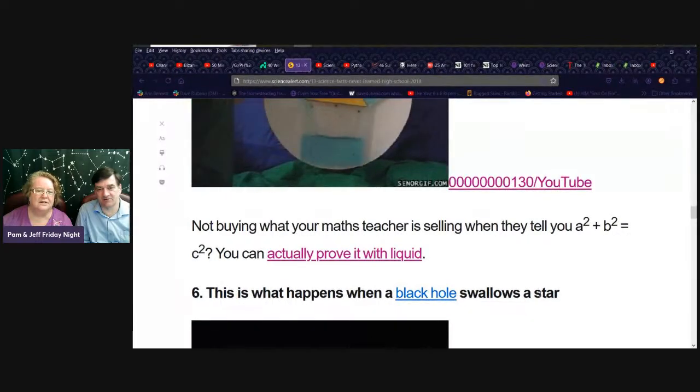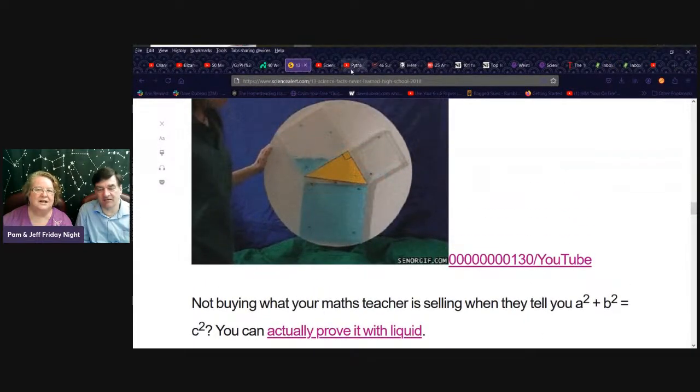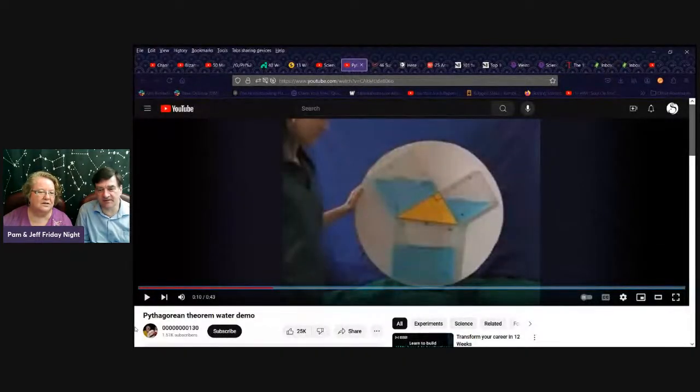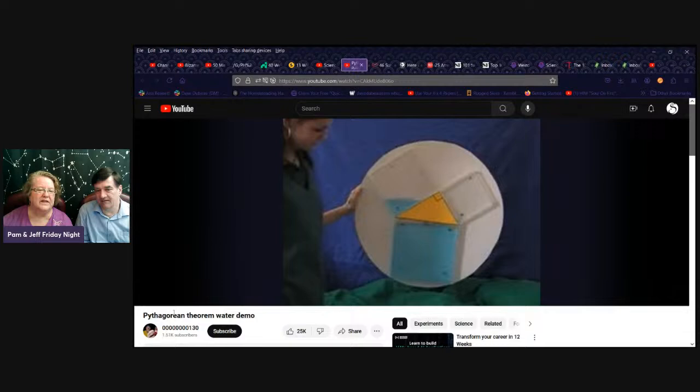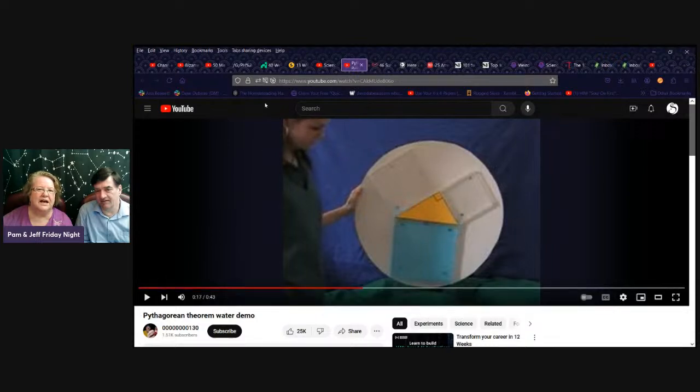I saw that in junior high. Did you? Yeah, the Toronto Science Museum had that, and we went up there. So this has been around for a while. It's just showing you how these... Well, and the theorem is, and I think they have that over here.